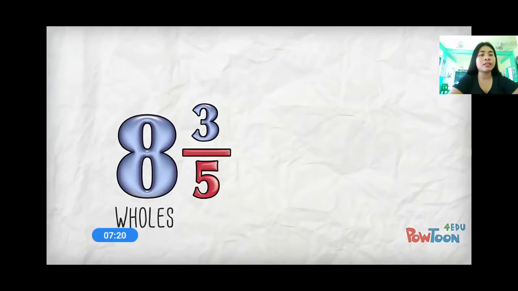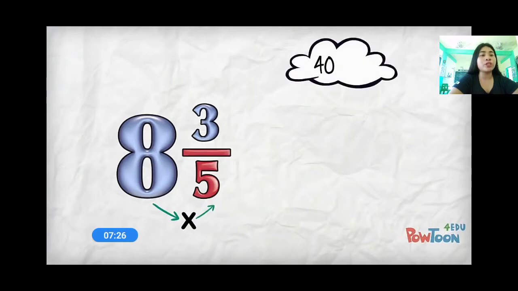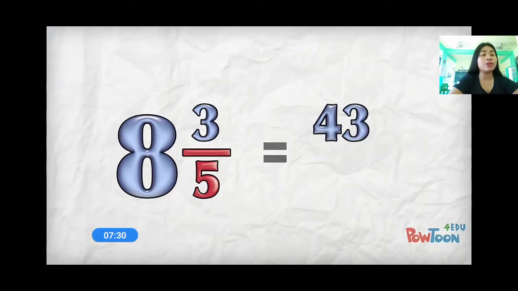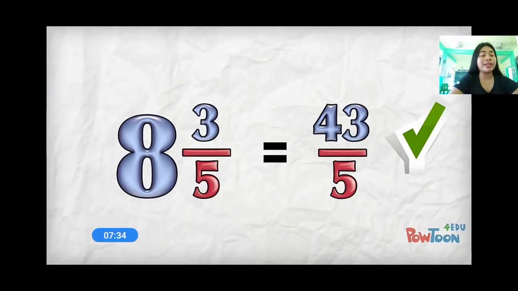3/5. 8 wholes. Each whole is worth 5 parts. So 8 times 5 equals 40 plus 3 equals 43. So the numerator is 43 and copy 5 as the denominator. The answer is 43 over 5.